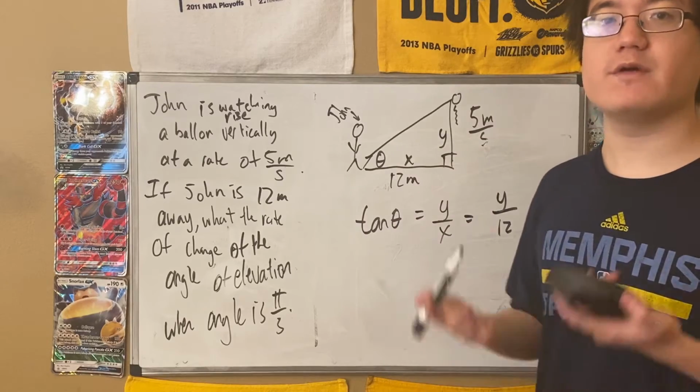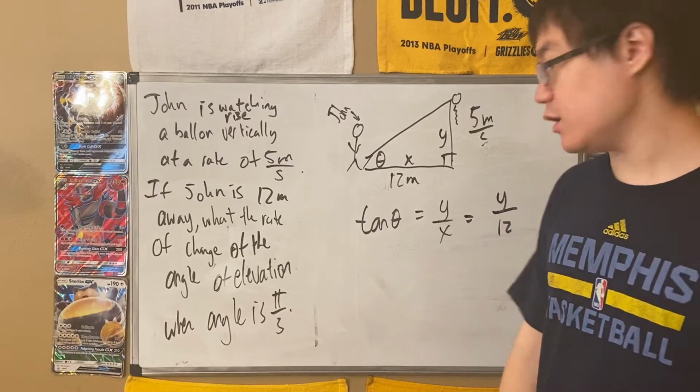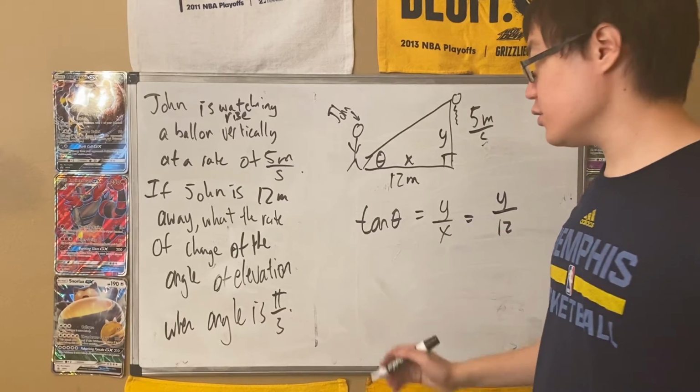It's consistently 12. John is not moving. He's just observing this balloon rise in the air. So that's going to be that. So now we're ready to take the derivative.